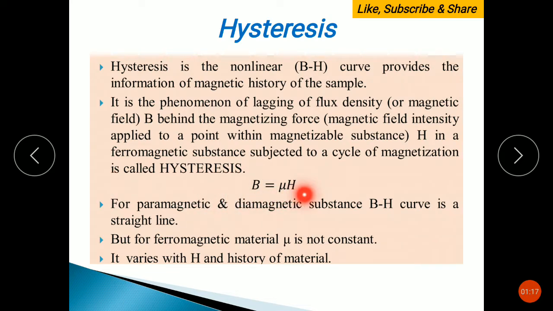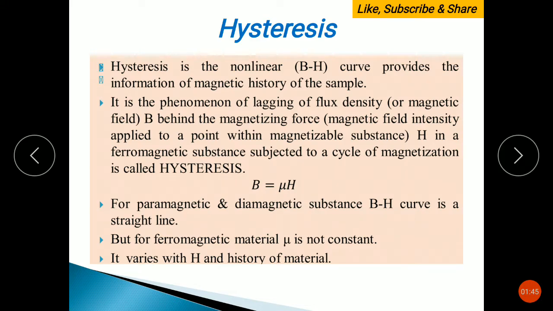We know B is equal to mu into H. Mu is the permeability and it is constant for paramagnetic and diamagnetic substances. So as mu is constant, the BH curve is a straight line for para and diamagnetic material. But this permeability is not constant for ferromagnetic material, so it varies along with the external magnetic field H as well as the history of the material.